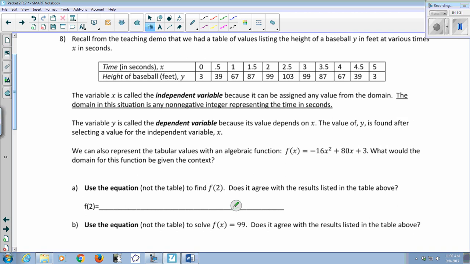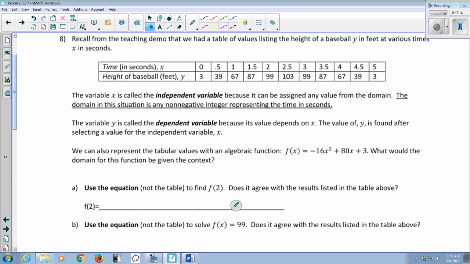All right, so coming back to this baseball example, the variable x is called the independent variable because it can be assigned any value from the domain. And the domain in this situation is non-negative time. The variable y is called the dependent variable because its value depends on x. And the value of y is found after selecting a value for the independent variable x. Okay, so y depends on x, so we call it the dependent variable. The height of the baseball depends on how long it's been since you threw it.